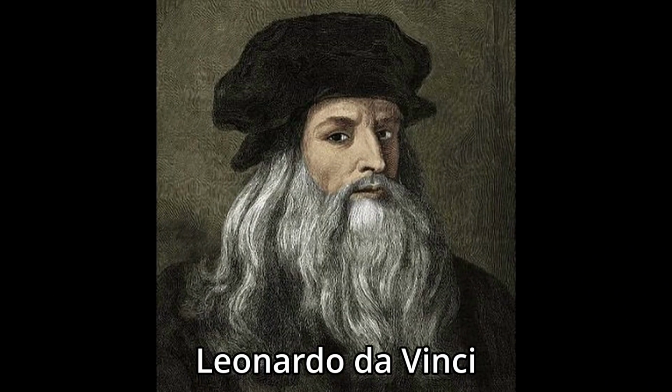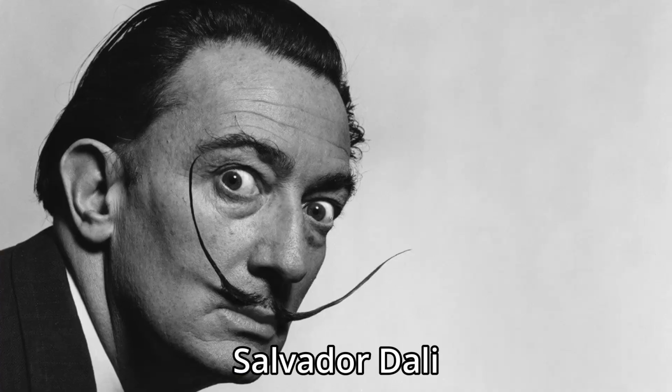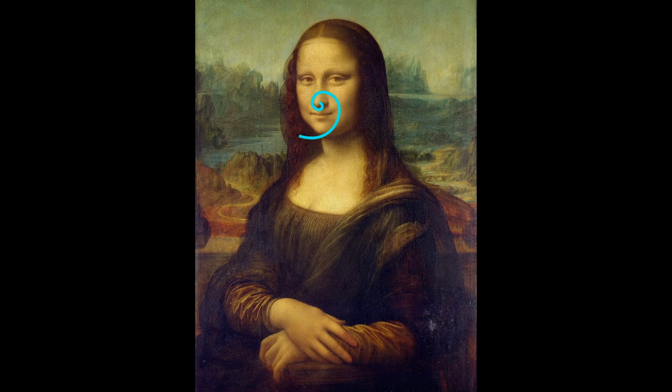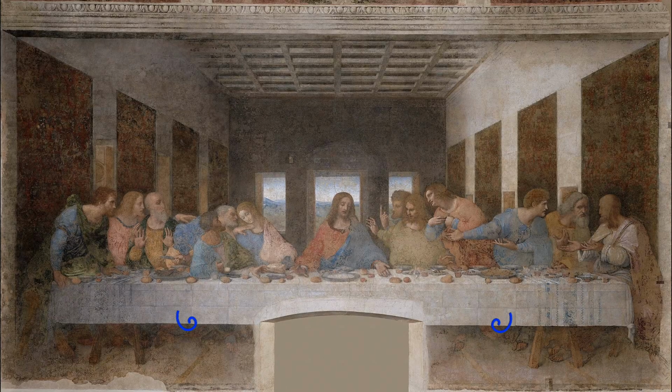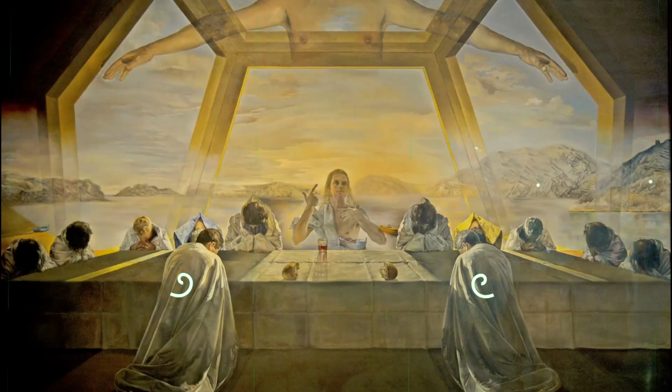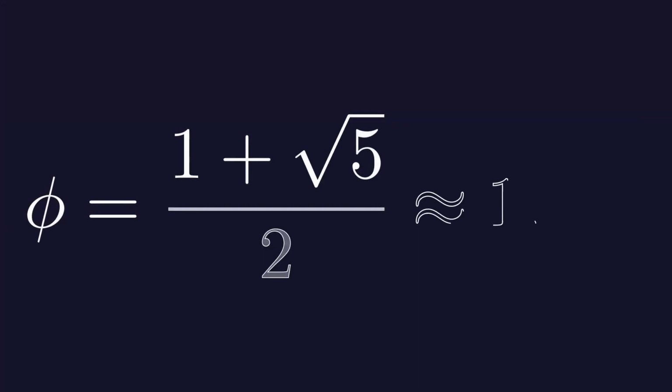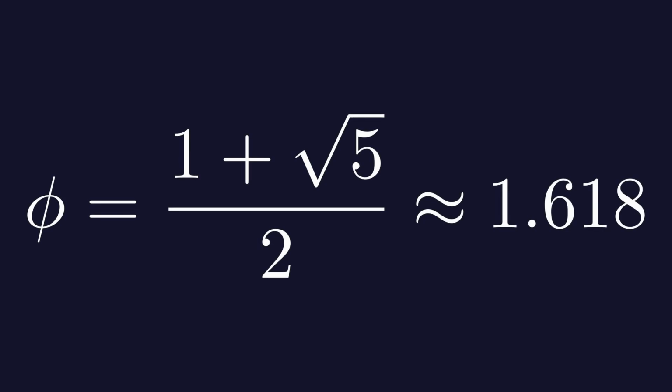Many famous artists, such as Leonardo da Vinci and Salvador Dali, used the golden ratio in their works. For example, the Mona Lisa's face is said to follow the golden ratio. The Last Supper by Da Vinci also uses the golden ratio. Dali's The Sacrament of the Last Supper also uses the golden ratio. That's why the golden ratio is one of the most important numbers in mathematics.